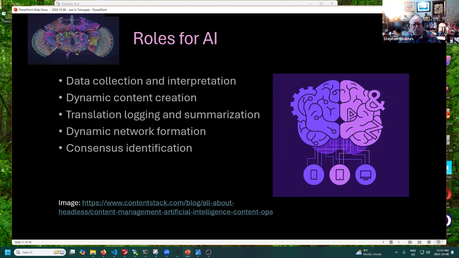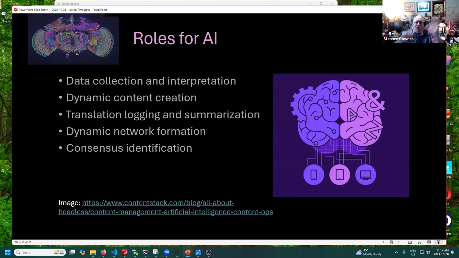Data collection and interpretation is a role. Transaction logging and summarization. As I was talking, I had somebody request, the little thing pops up on the screen, that I turn on the AI tools, right? We're working in an AI supported environment as we work here in this Zoom environment. It'll summarize the content, it'll highlight key points, or maybe it'll translate text, etc. Dynamic network formation, another role for AI, as I mentioned, and consensus identification.